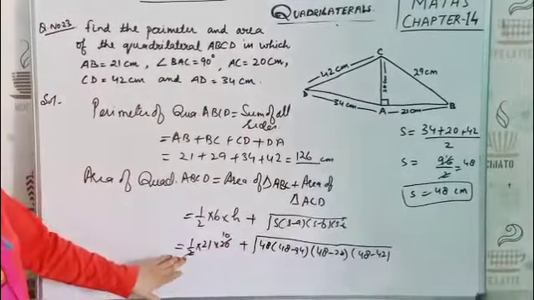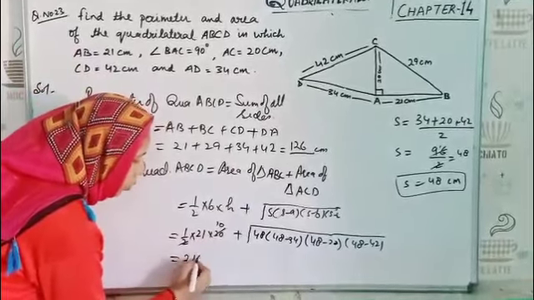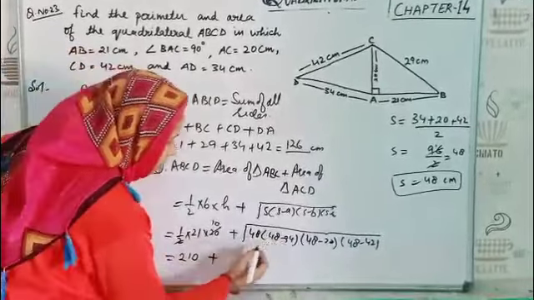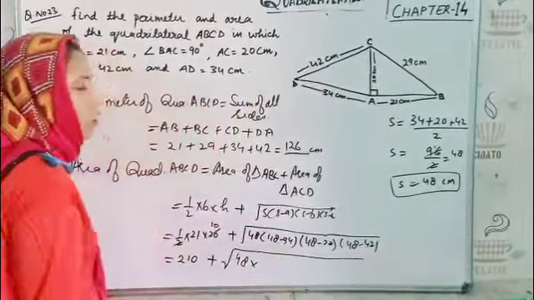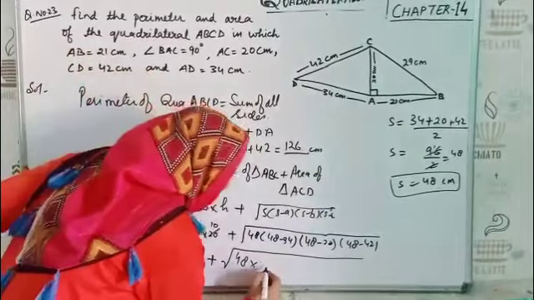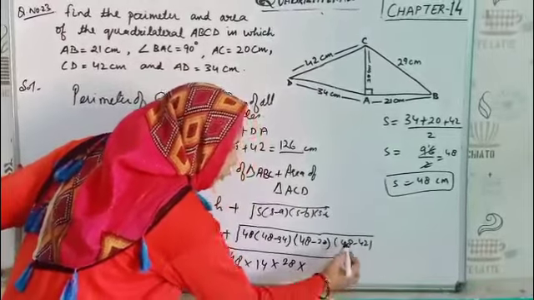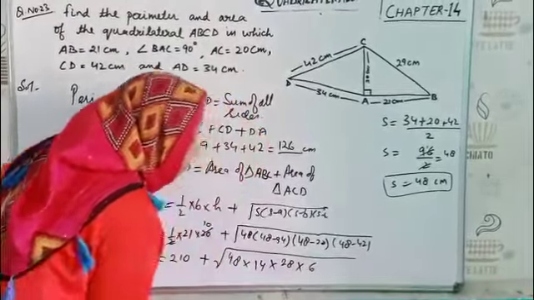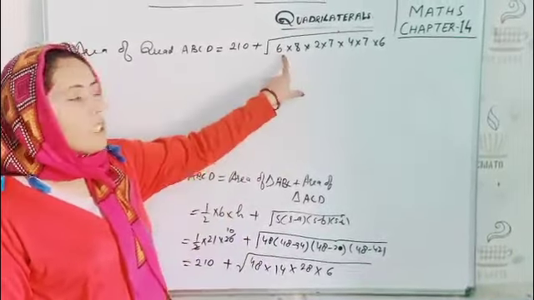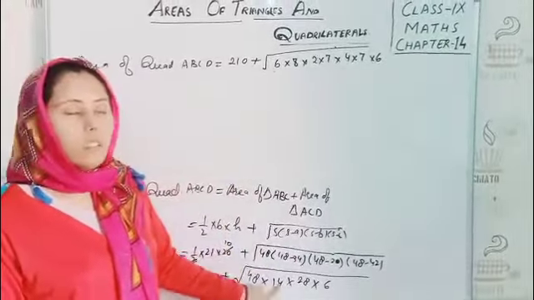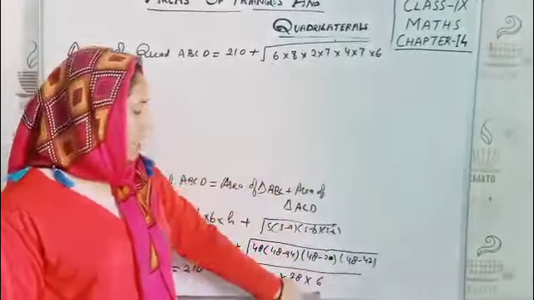We will solve this also. Half of 21 into 20 is 21 into 10, which is 210, plus the Heron's part. Subtracting them, it will be 48 into 48 minus 34, which is 14, 48 minus 20 is 28, and 48 minus 42 is 6. Now we will factorize them. Factorize 48: 6 eights are 48. Then 14: 2 sevens are 14. 28: 4 sevens are 28. And 6 I have written as it is.